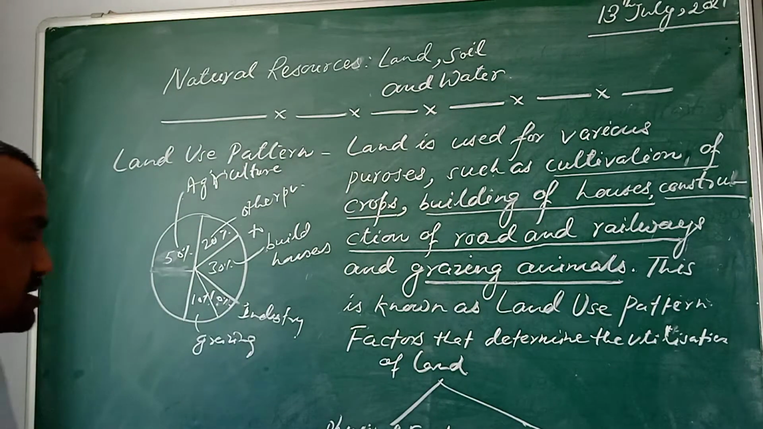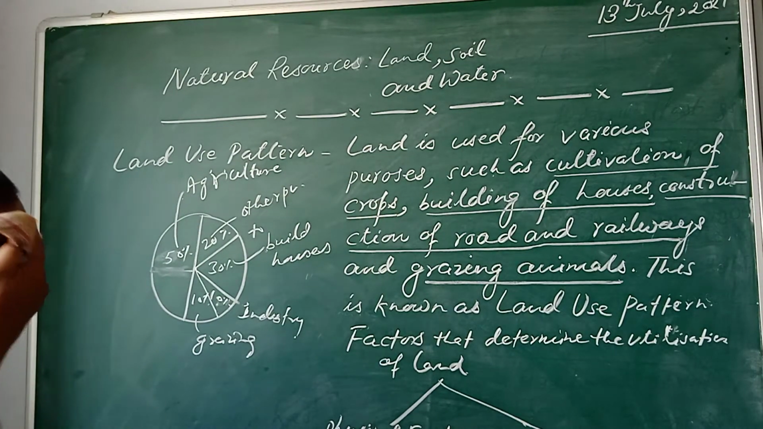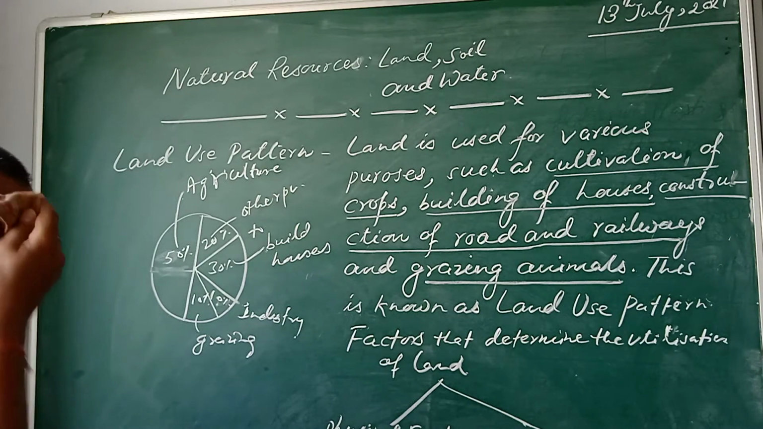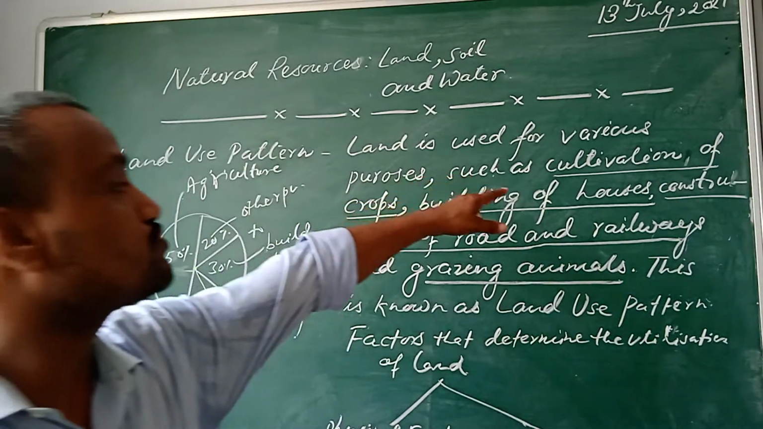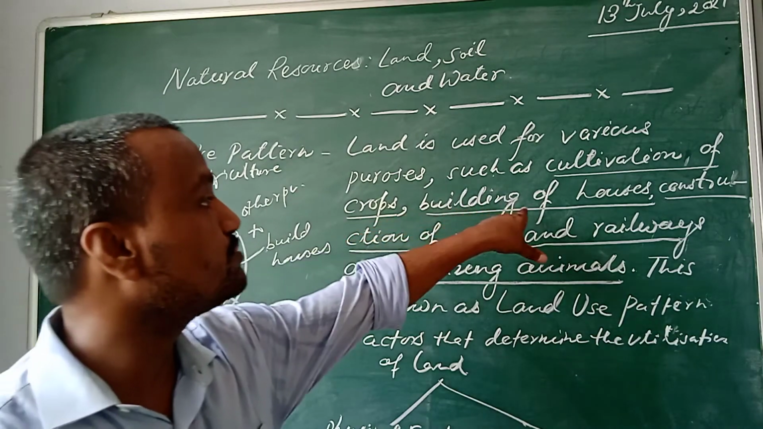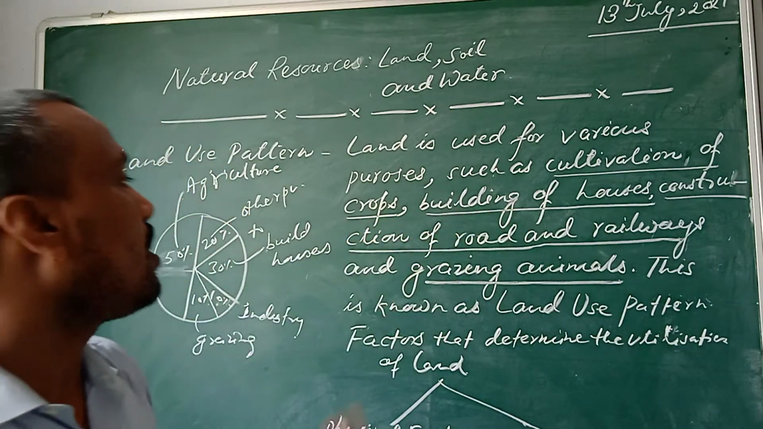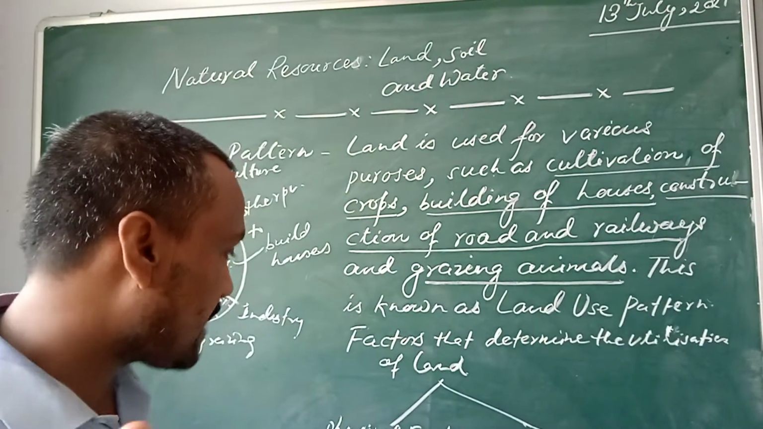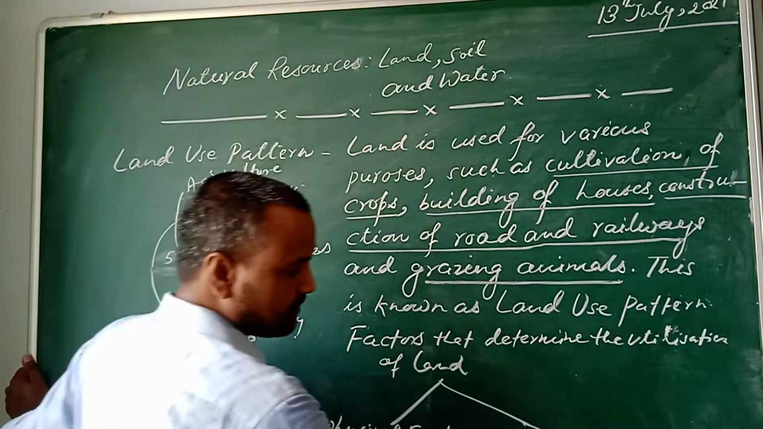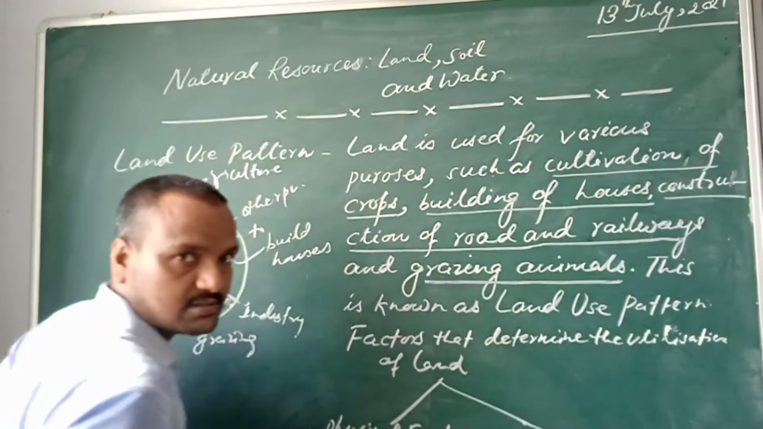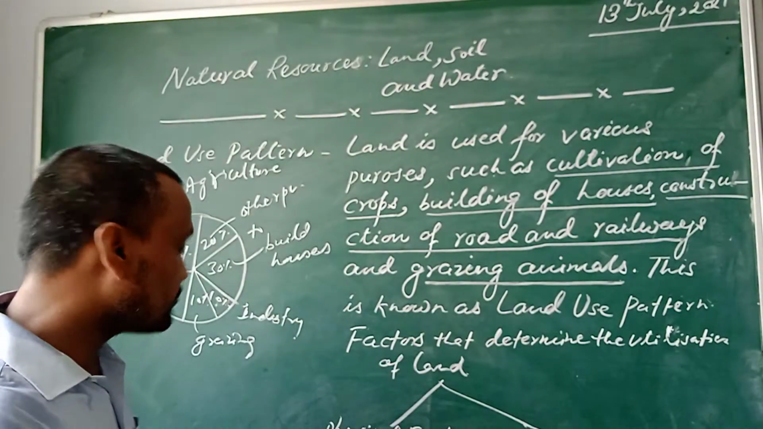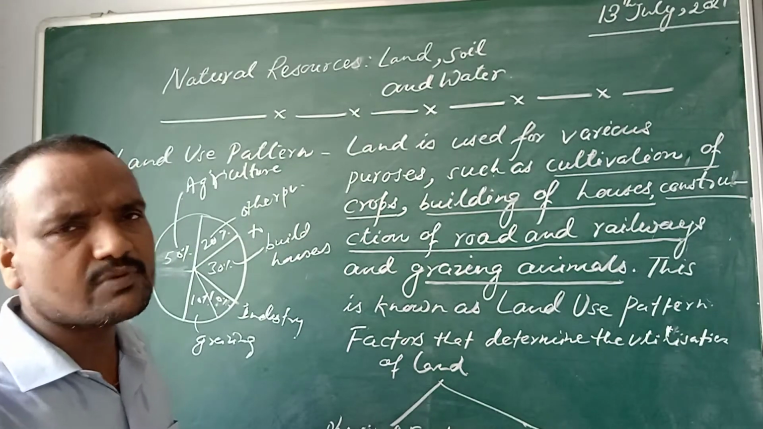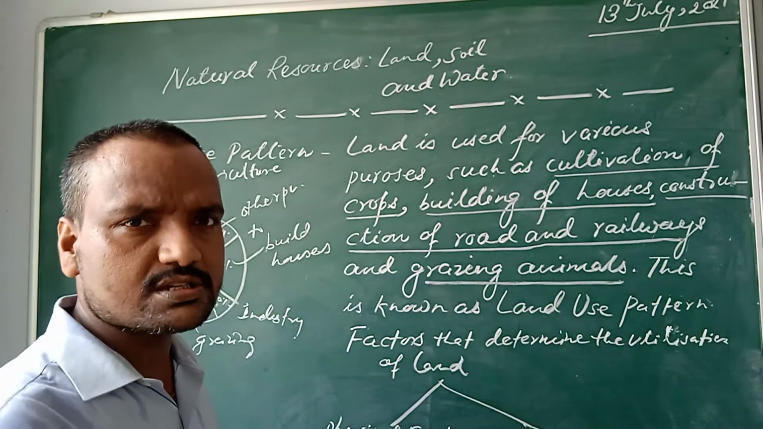Students, let me tell you how land will be used, whether it is going to be used for cultivation, for building of houses, or for construction of roads and railways, would be determined by two factors. The first factor is physical factor and the second is human factor. In physical factors, there would be relief. Relief plays a very important role, students. Let me make you understand.